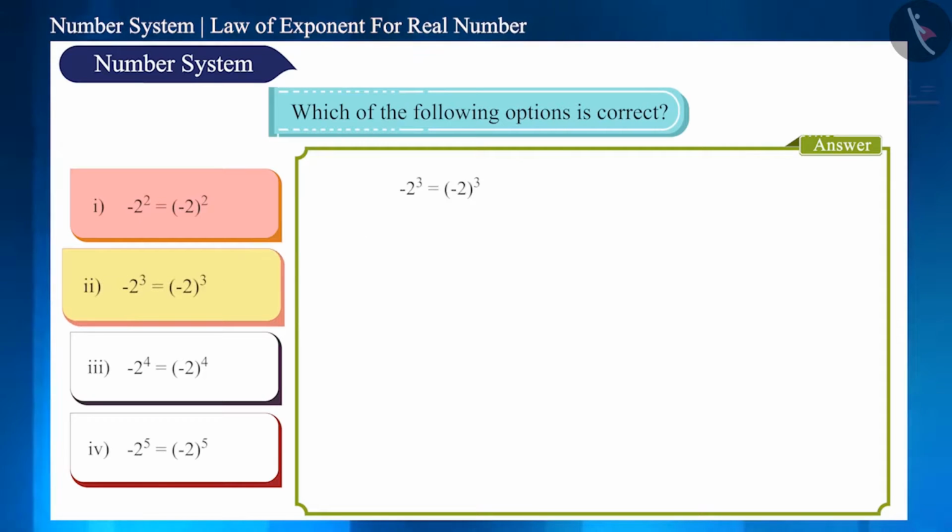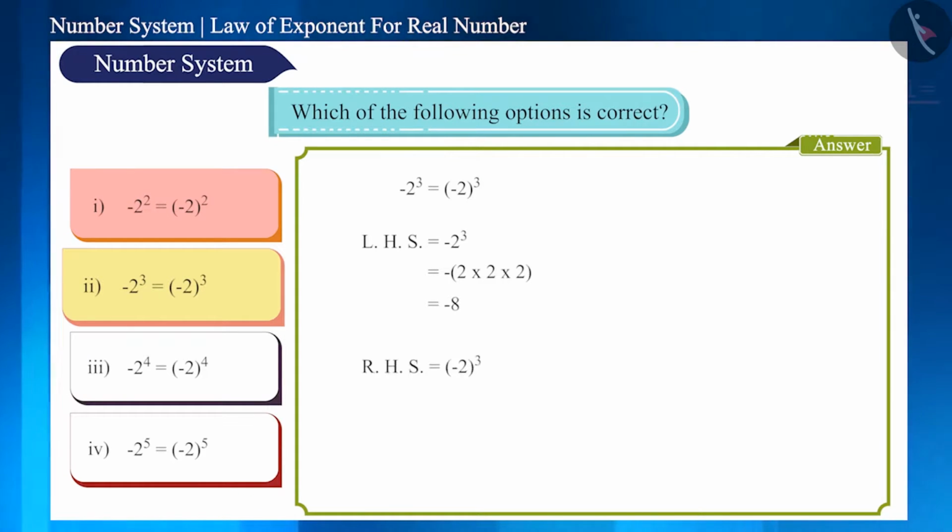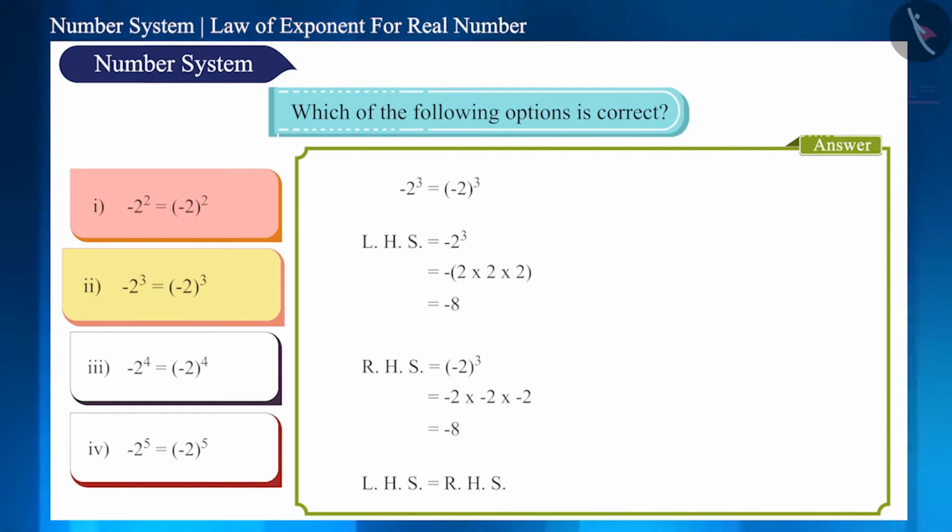Now let us see the second option. Here on the left side, the power of -2 is 3. That makes it cube of -2 and its value is -8. On the right side, the power of -2 in brackets is 3 and it also has a value of -8. That is, the left hand side is equal to the right hand side. So this option is correct.